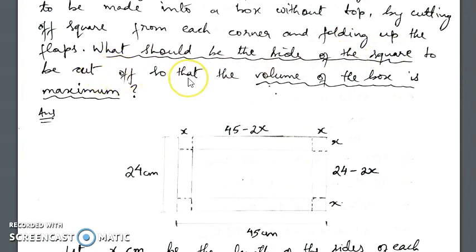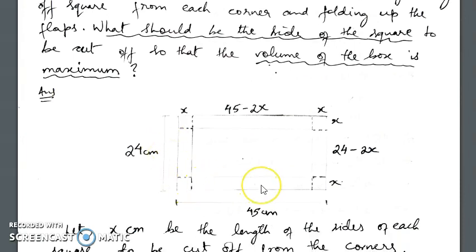To be cut off so that the volume of the box that you are going to make is maximum. So you have to find the side of the square to be cut off under the condition that the volume of the box is maximum. Volume you write as capital V. So let us see the answer. First you have to know how to draw the diagram. I'll explain it to you.